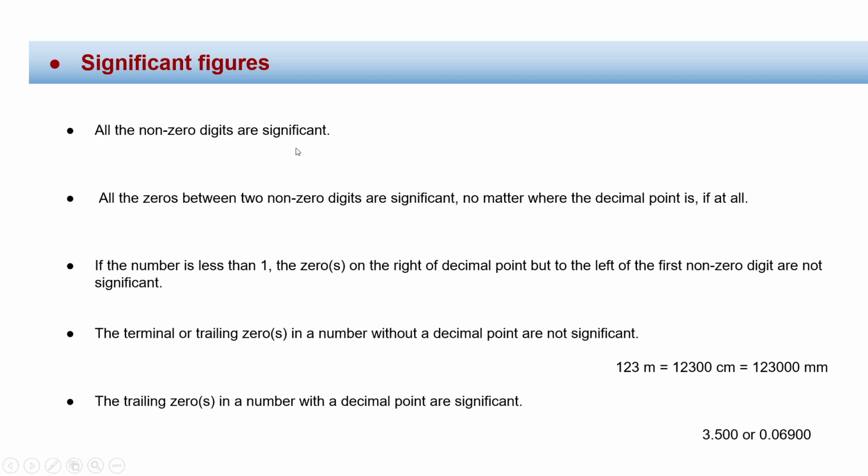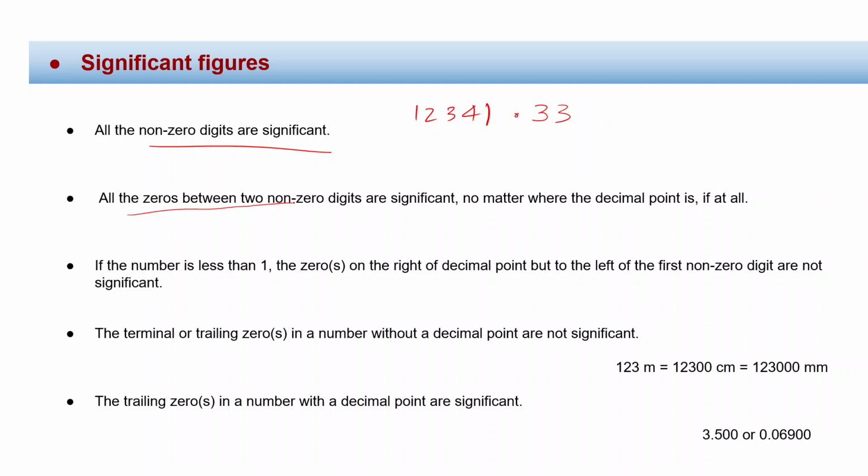If you want a quick revision, then when we define significant figures, all non-zero digits are significant. Like a number 1, 2, 3, 4, 5. These are all non-zero, so this number has 5 significant figures, because all non-zero digits, whether they come after the decimal or before the decimal, are all significant.